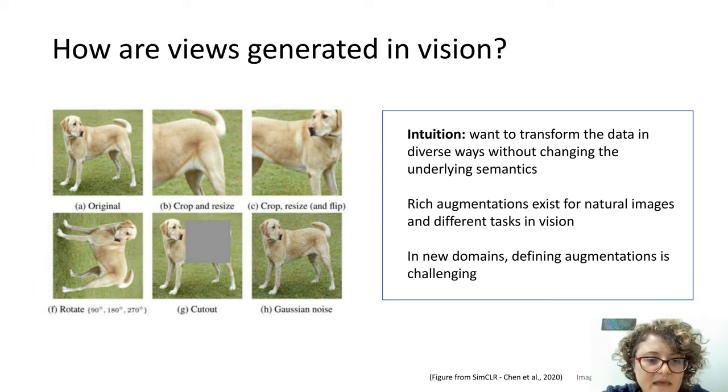And so when you have these rich augmentation classes in vision, you can, as I showed before, achieve these really state-of-the-art performance results. When you have rich enough augmentations built in, but in new domains, really understanding what the right augmentations to apply are is challenging, and it's not very well characterized yet.